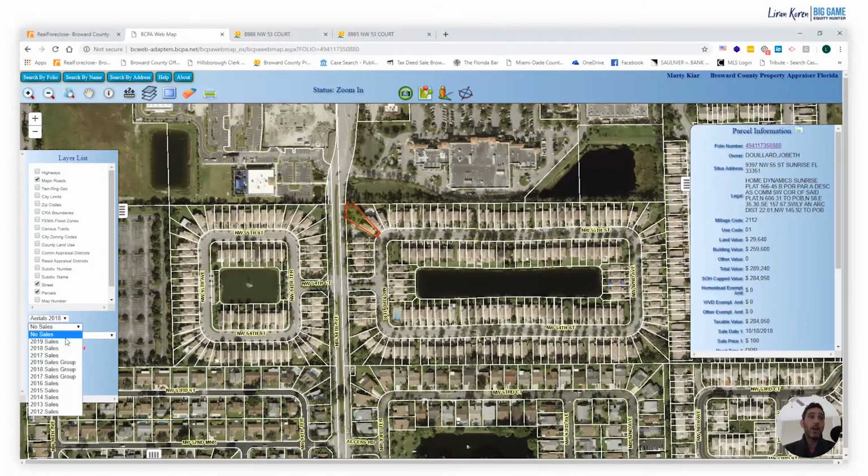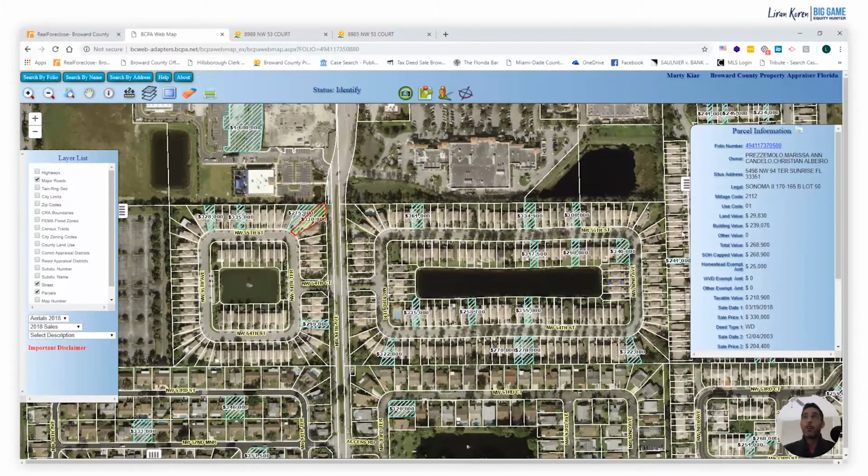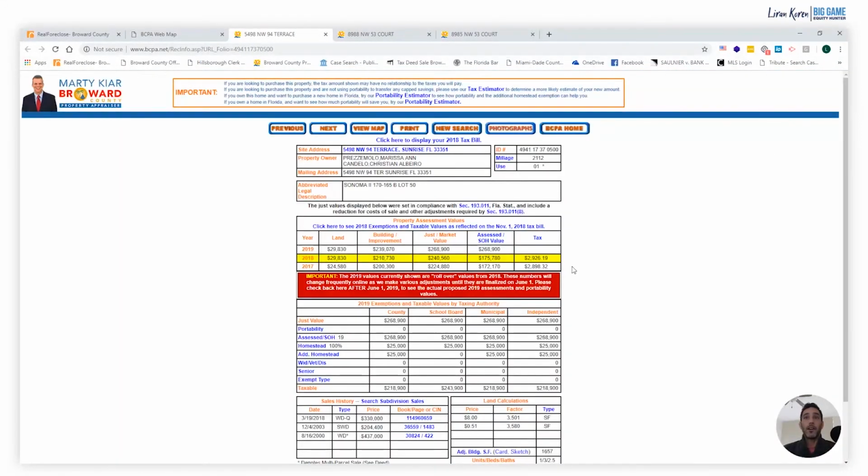So I'm going to go back to 2018 sales just to get a sense again of what was going on. I can see the sales around me starting at 300, 334, 361. The ones looking at the canal are going for 350, etc. I'm interested in this one because it's pretty similar to that one. So I'm just going to select that one and compare those two properties to get an idea of what's going on.